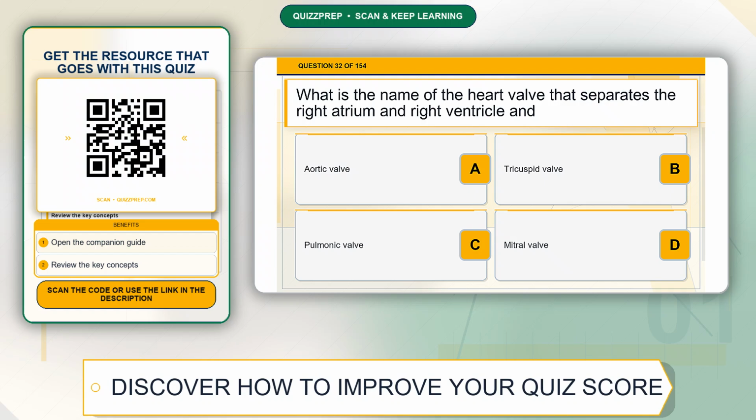Question 32. What is the name of the heart valve that separates the right atrium and right ventricle? Option A, aortic valve. Option B, tricuspid valve. Option C, pulmonic valve.